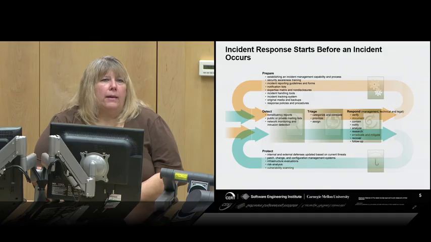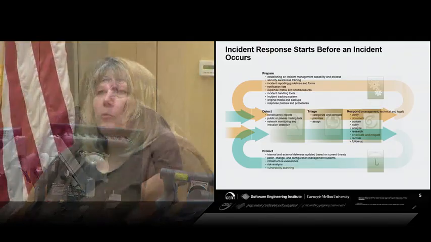When we're looking at the response part of incident management, we have to understand that incident response really starts way before an incident occurs. It's really tied into having all the right components, staff, training, processes, and communication channels in place.